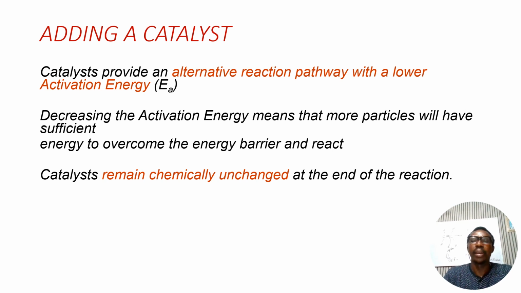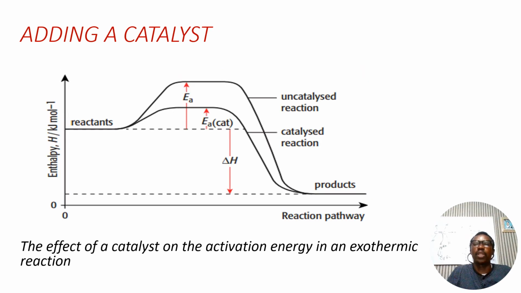So we're going to see the effect of a catalyst on the rate of reaction using the Boltzmann distribution curve, and also we're going to illustrate using the energy profile diagram for an exothermic reaction. So it's as simple as ABC. Still on the effect of a catalyst on the rate of a chemical reaction, adding a catalyst.